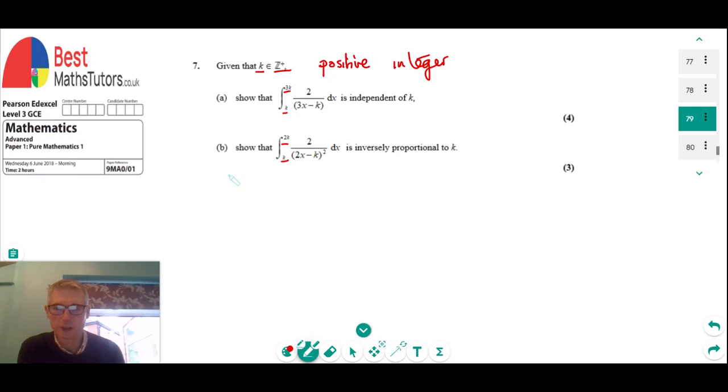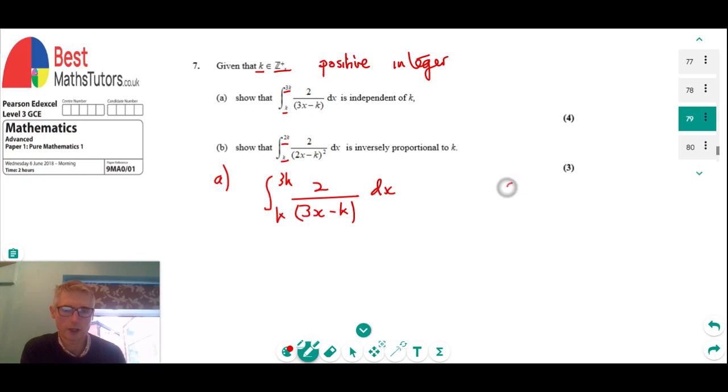So I'm going to look at the first part, and what we can see is we've got the integral of a fraction. So 3k and k are our limits, and the bottom of the fraction is 3x minus k. And there's a very useful way of integrating this, which is that if the top is the differential of the bottom, then the result is the natural logarithm of the bottom of the fraction. So I'll just try and write that in a sort of formula format.